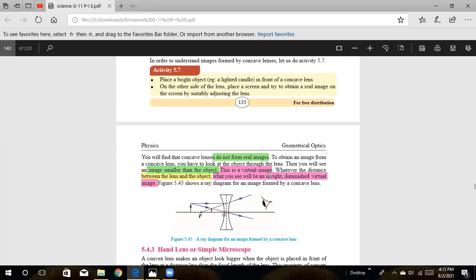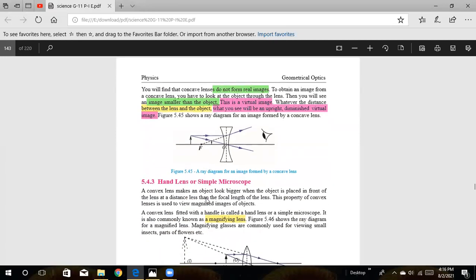A virtual image cannot be obtained on the screen. The image position is between the lens and the object. Here the image. Upright, diminished image. Those are the characteristics of the concave lens.